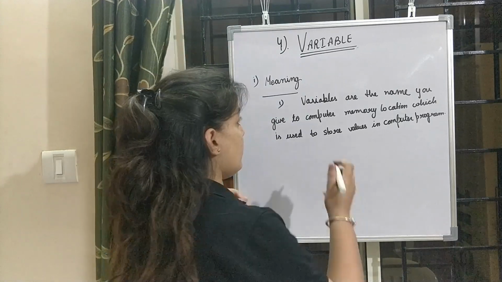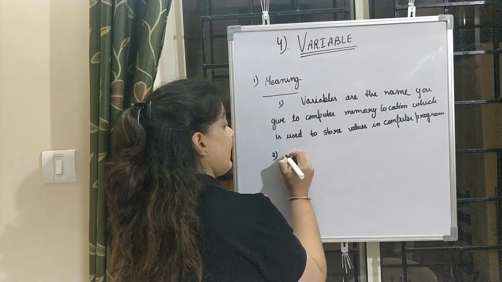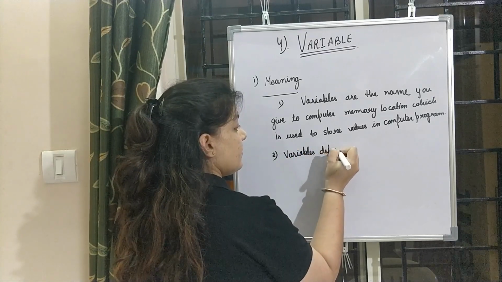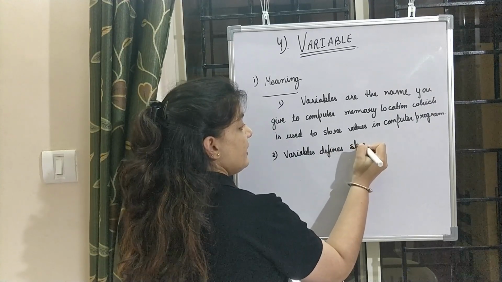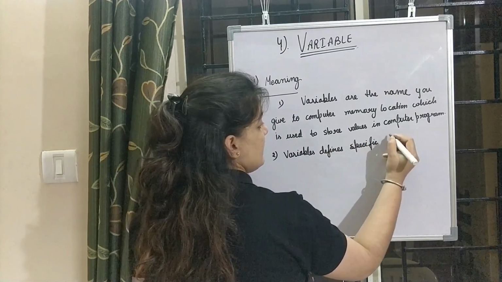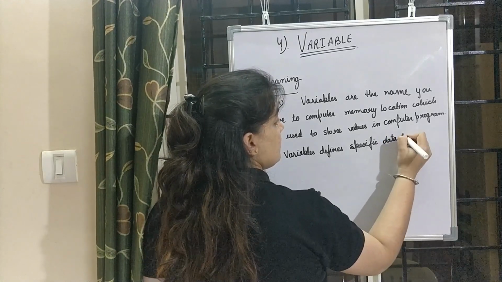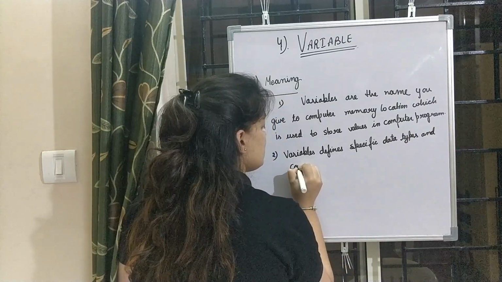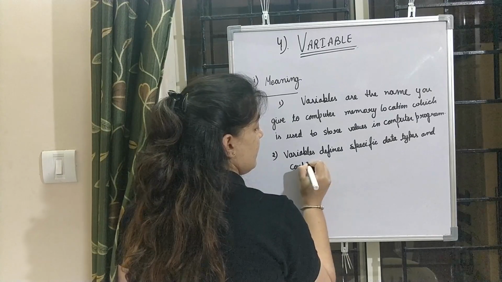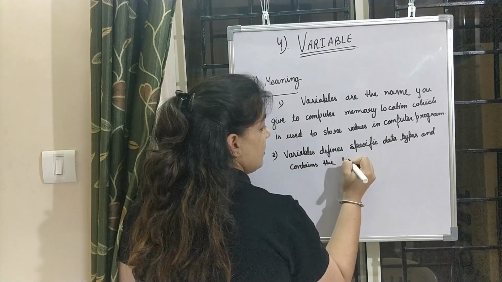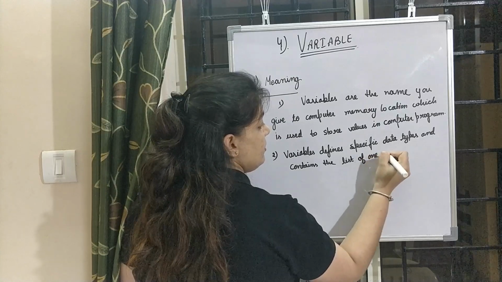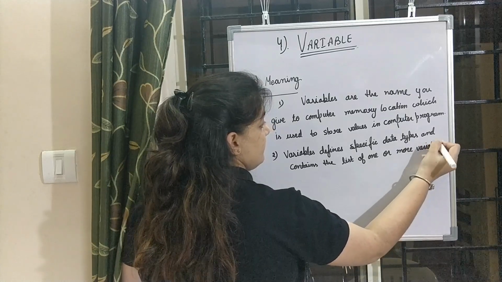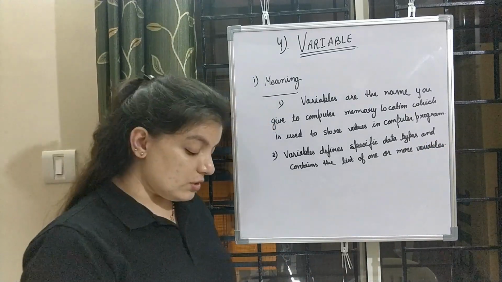computer program. Or the second definition is, variable defines specific type of data or specific data types and contains the list of one or more variables. So these two are the definitions of the variable.